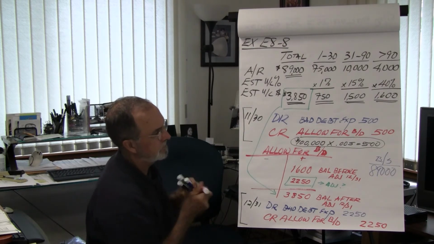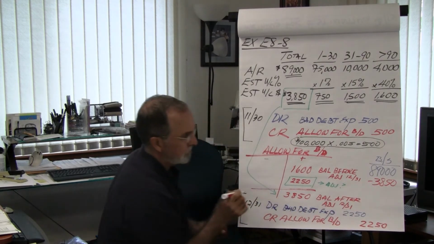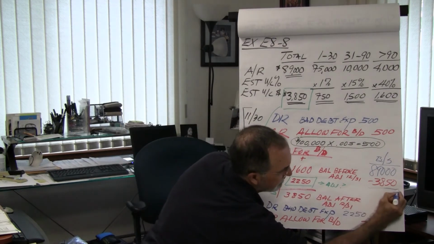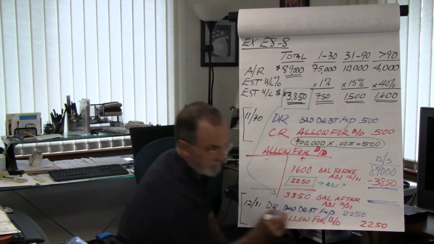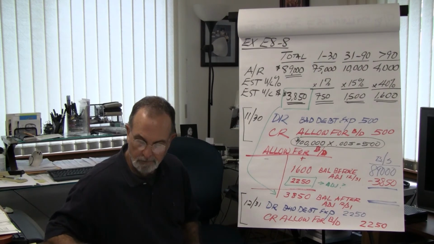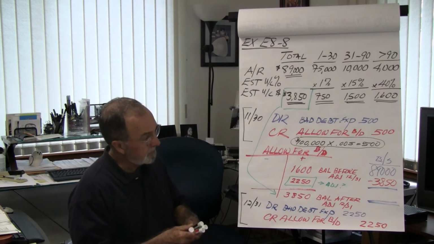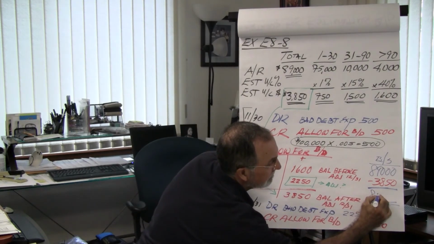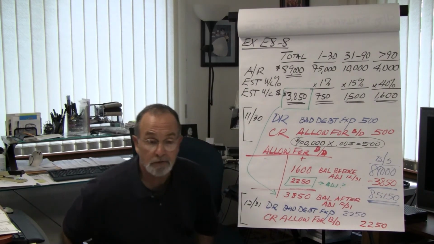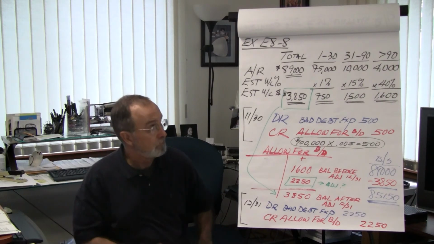And our allowance will show $3,850, which is a credit, so that amount will be subtracted. And our net accounts receivable will be $85,150. And so that would be the amount of the answer for requirement 4 of that exercise.